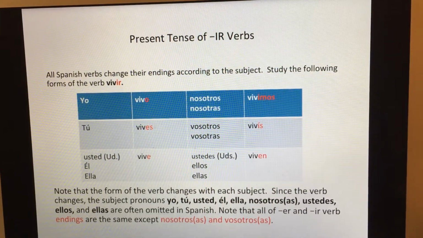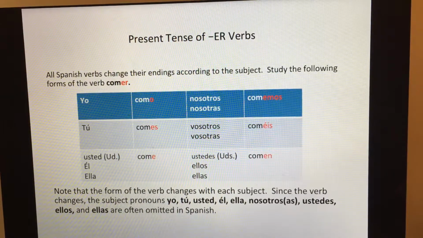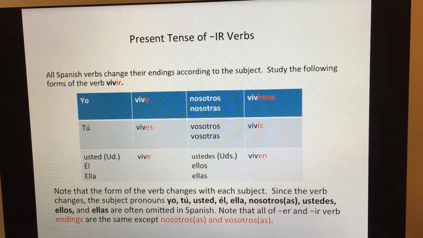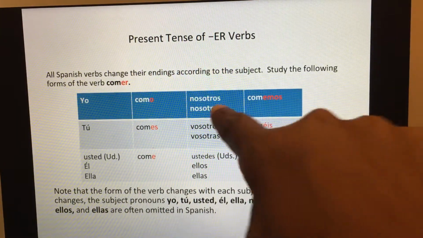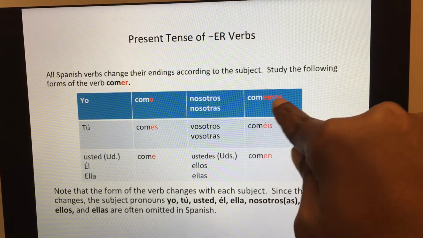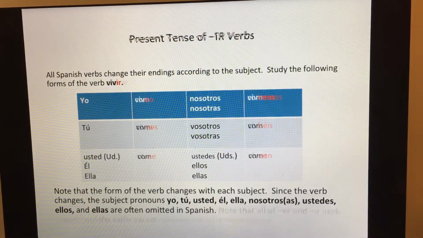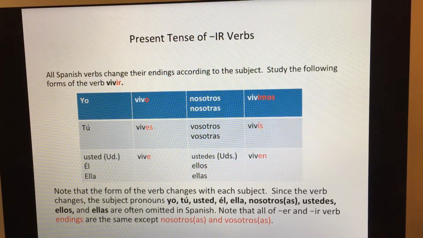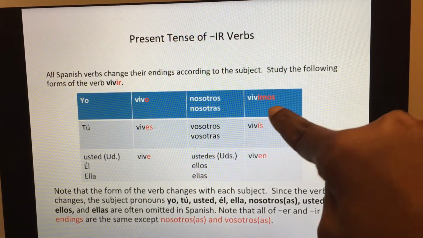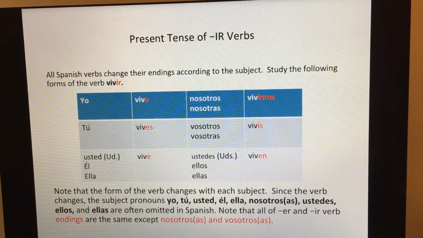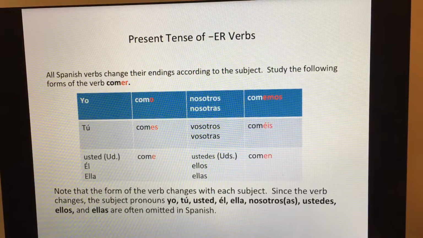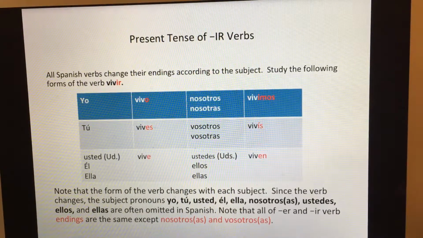Now, if you look at the ER verb and the IR verb endings, these endings are all the same except for the ER verb, when the subject is nosotros or nosotras, it's E-M-O-S. The IR verb, when the subject is nosotros, nosotras, the ending is I-M-O-S. That is the only difference between conjugating ER verbs and IR verbs. Okay, let's move on.